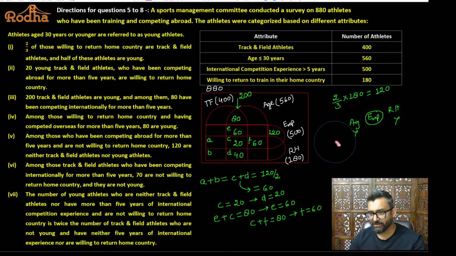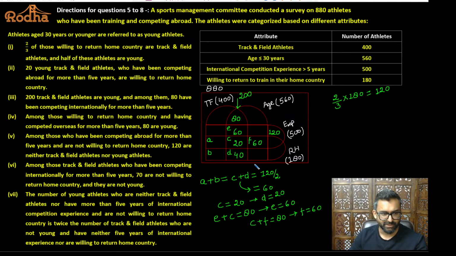Okay. So if you have a confusion like this, we can write also and we can understand how we approach. जैसे statement number 5, among those track and field athletes who have been competing internationally for more than 5 years, fine. 70 are not willing to return to the home country and they are not young. Okay. That means if I look at this number, track and field athlete है, just understand, I'm trying to explain it in a better manner. Among those track and field athletes who have been competing internationally for more than 5 years, experience उनका कितना है? Fine. Yes or no? 70 are not willing to return to the home country, so they don't want to return to the home country.